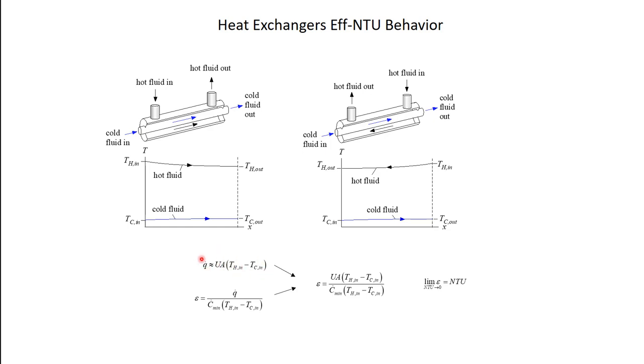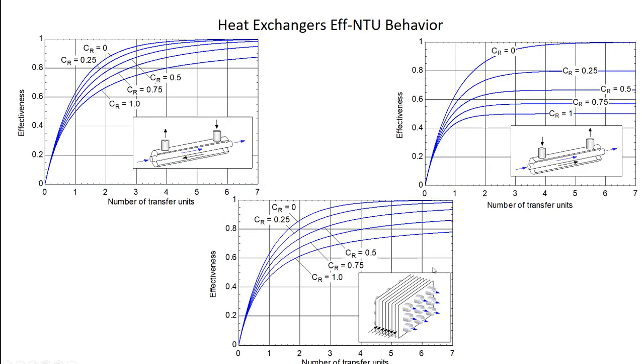If I substitute this Q dot into my definition of effectiveness, I get this. If I cancel out T_h,in minus T_c,in from the top and the bottom, I see that in the limit that NTU goes to 0, I just get UA over C dot min. I get that the effectiveness is approximately equal to NTU. So if I go back and look at these again, down here, this line that all of these solutions collapse to is basically effectiveness equals NTU, right? So you can sort of see that here. When NTU is about 0.2 right here, the effectiveness is about 0.2, right? 0.1, 0.1.